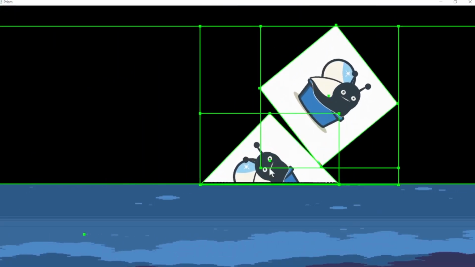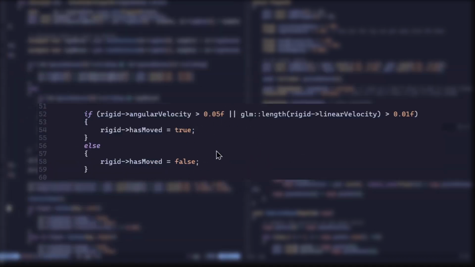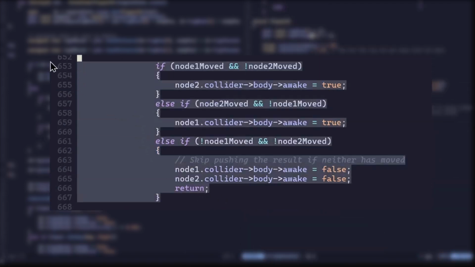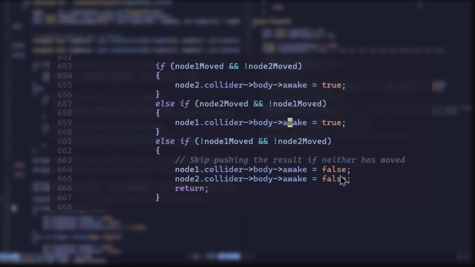Also, to improve performance, I added an awake flag. Any body whose velocity is less than a certain threshold, they haven't moved. And in the collision detection, if both colliding bodies haven't moved, then they're both put to sleep. But if one has moved and the other hasn't, then the sleeping one is set awake. It's a sloppy solution, but it works for now.